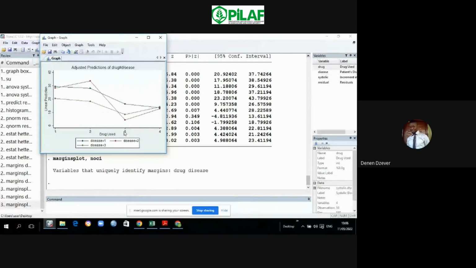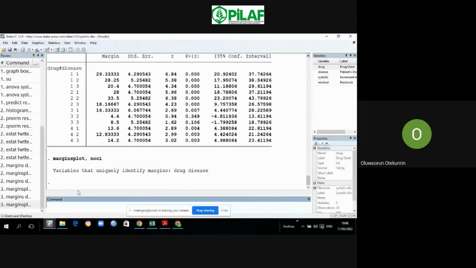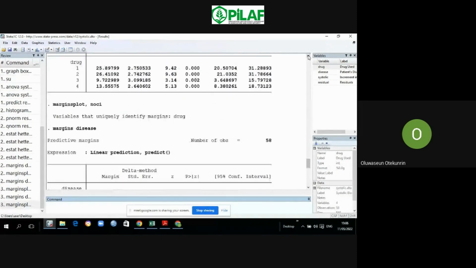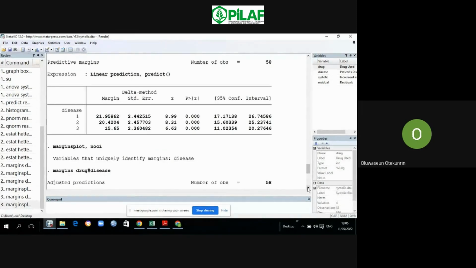Please, can we see the last 2 commands? The last 2 commands: you have the disease first, margins disease, then margins plot, no confidence interval. Immediately after margins, then the variable, margins disease. Immediately after, you show the plot, margins plot, no confidence interval. If you don't put that, it will bring out the confidence interval for you, and you don't really need that as far as interpretation is concerned for this type of thing we are doing. So margins plot, no confidence interval.